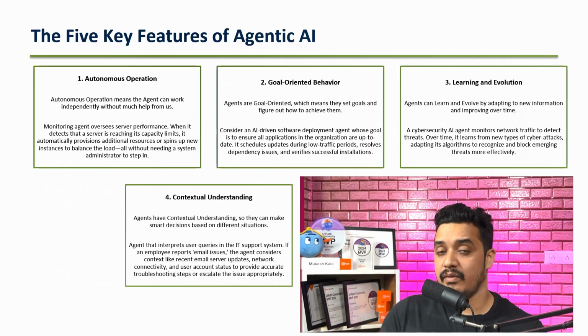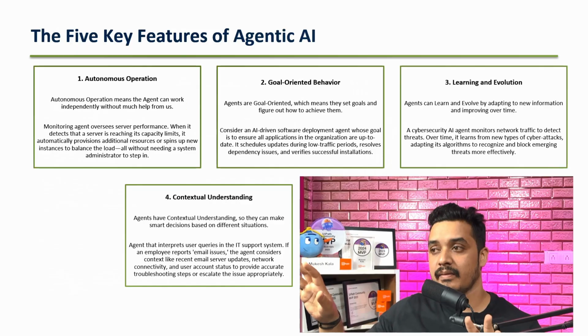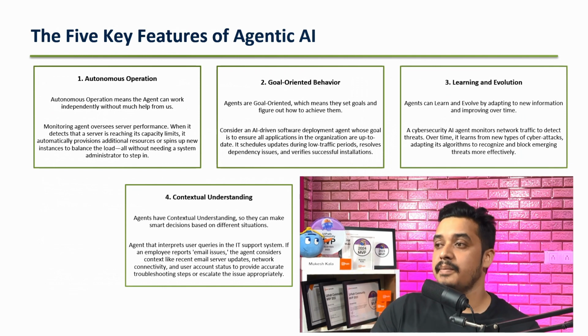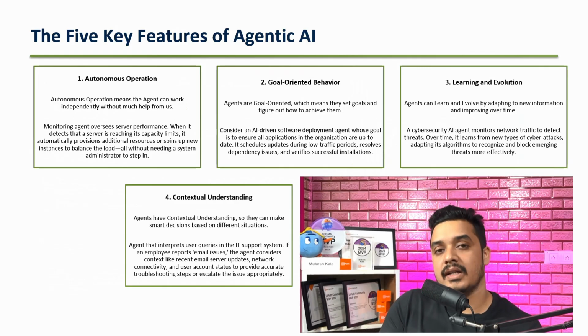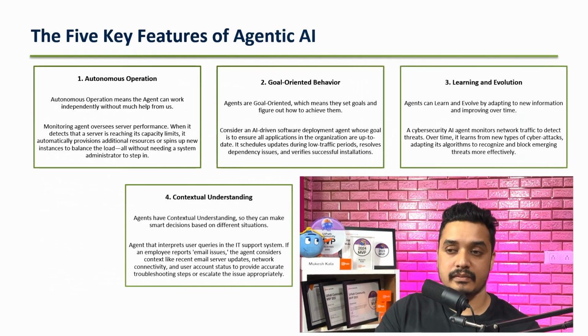An example of that which all of us can relate is the cybersecurity AI agent that monitors the traffic. Over a period of time, it understands that yes, these are the new kind of cyber attacks which are coming, and then accordingly it adapts the algorithm to make sure that the threats are blocked. Example of learning and evolution.